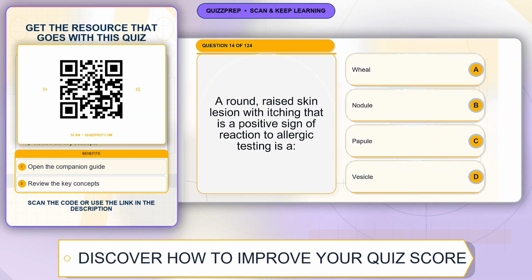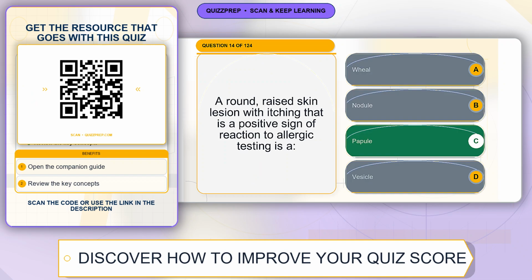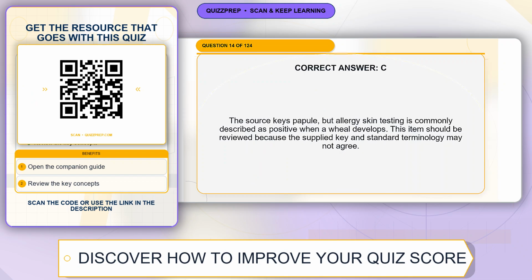Question 14. A round, raised skin lesion with itching that is a positive sign of reaction to allergic testing is: Option A, wheal. Option B, nodule. Option C, papule. Option D, vesicle. The correct answer is Option C, papule. Explanation. The source key says papule, but allergy skin testing is commonly described as positive when a wheal develops. This item should be reviewed because the supplied key and standard terminology may not agree.